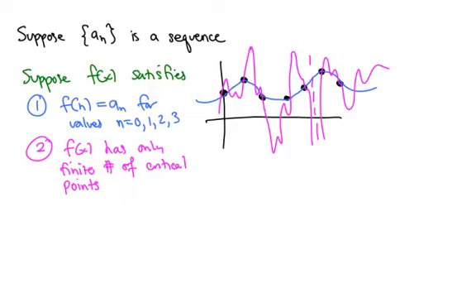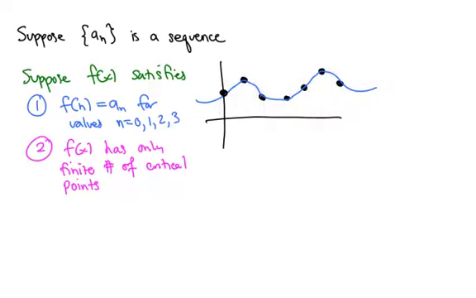So if I could find and get a hold of something like that, well, then what's going to happen? Well, such a function only has a finite number of critical points. There's a bend, there's a bend, there's a bend, there's a bend. So that means that eventually it's got to stop oscillating.